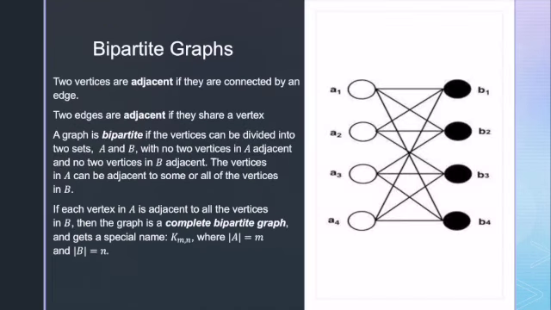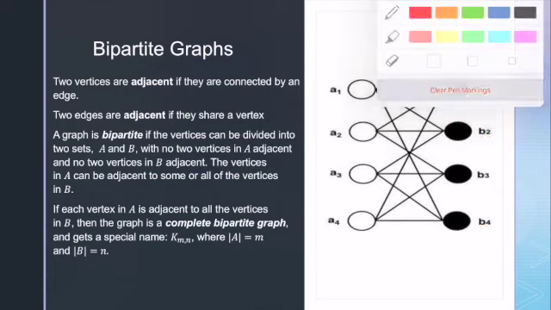Bipartite graphs are graphs that can be broken up into 2 subsets. So let's talk about this. 2 vertices are adjacent if they're connected by an edge. So in this case, A1 is adjacent to B1, B2, and B4. A graph is bipartite if the vertices can be divided into two sets with no vertices in A adjacent and no vertices in B adjacent. So if I did this, then the subset of A would not be bipartite because A is connected to the other A's. Same thing if I did the same thing here in B.